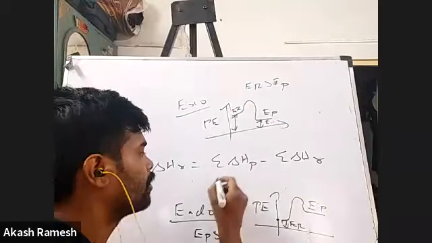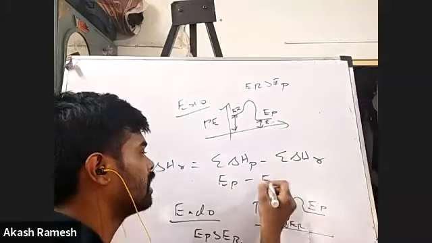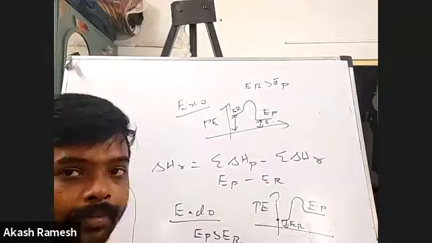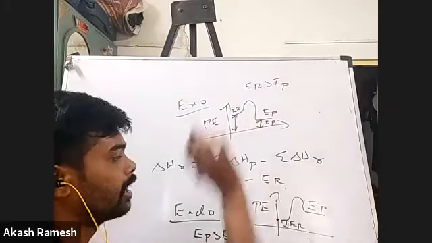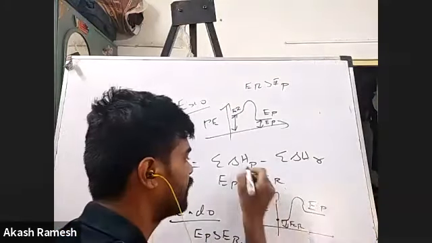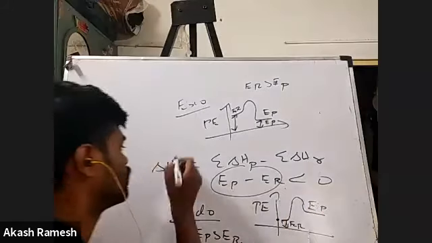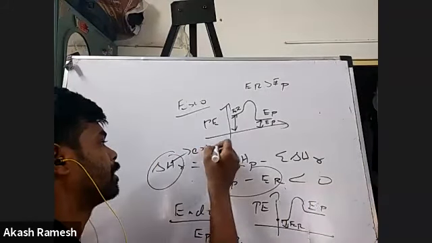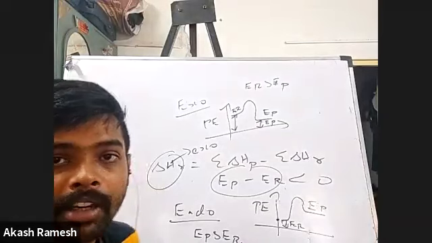So if I put EP minus ER, how will the value be? Negative. The EP value is lesser and the ER value is higher. Definitely this value is less than 0, indicating that it is going to be an exothermic chemical reaction.